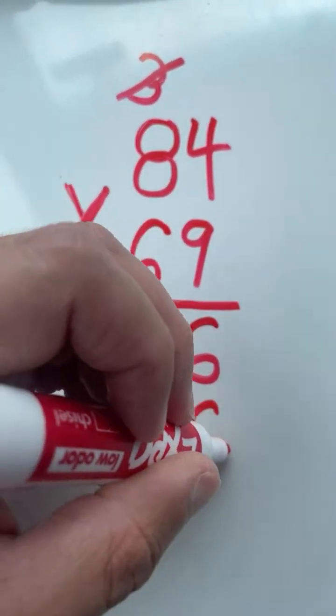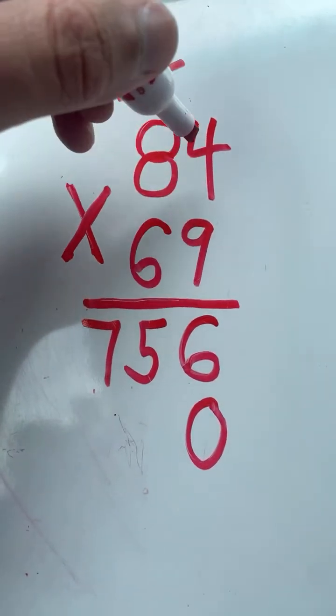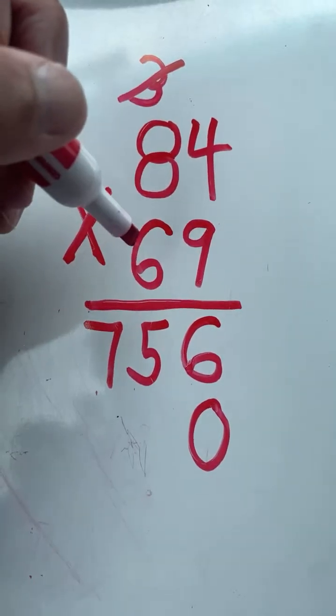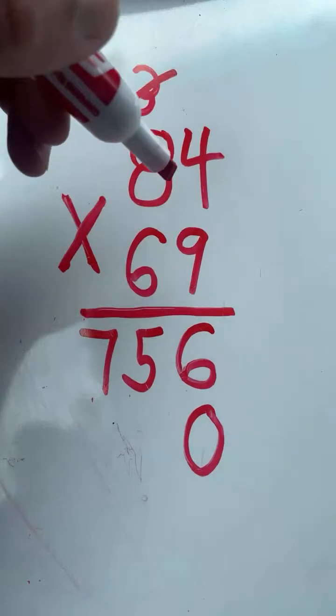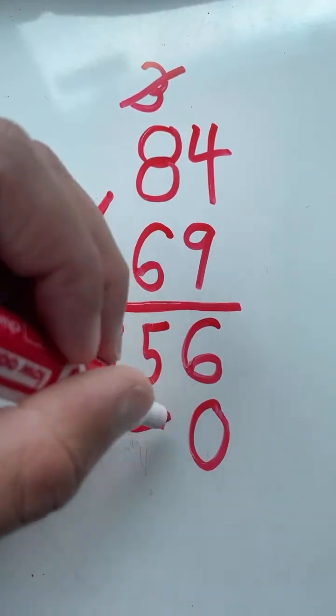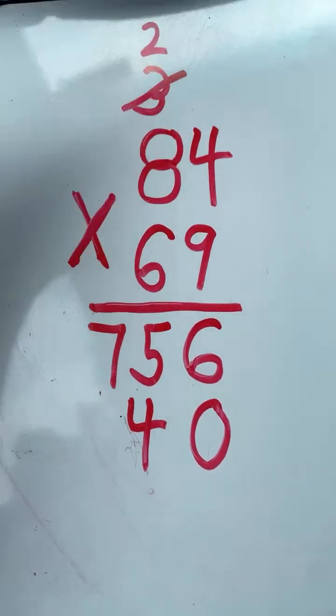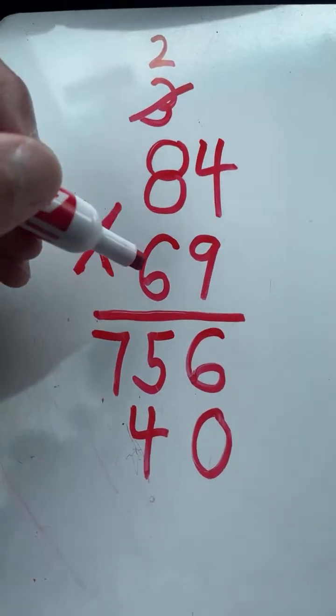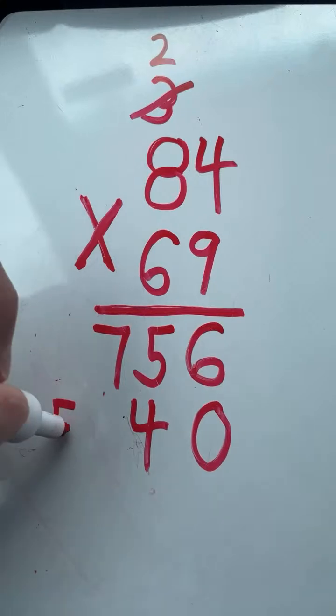Next, we've got to put a 0 in the ones place, since both digits in the ones place have already been multiplied. Now we are multiplying the top 2 digits times the bottom digit in the tens place. 4 times 6 equals 24. 4, carry the 2. 8 times 6 equals 48, plus 2 equals 50.